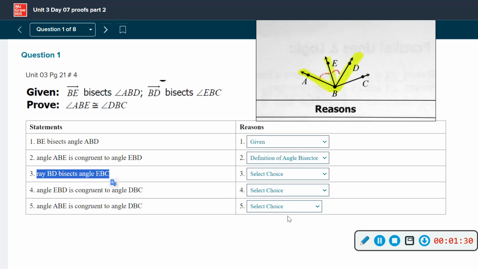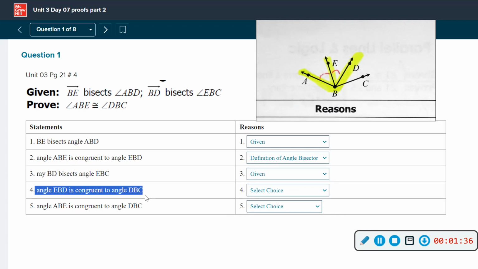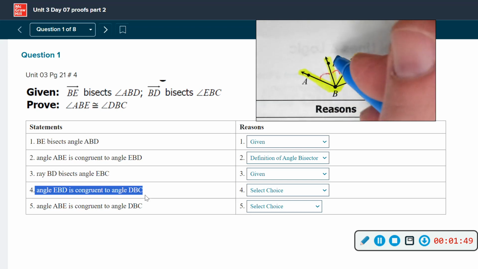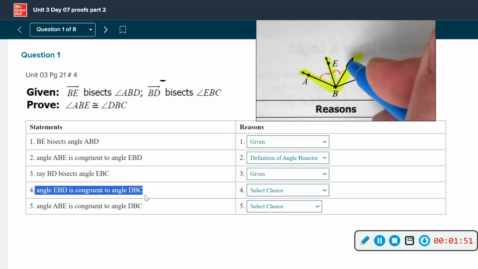Okay, then they say that ray BD bisects this other angle. Now, how did we know that? That was given to us. Now, that fed into this next idea. They said that angle EBD, so this angle right here, is equal to DBC. Now, we're saying that this angle is equal to this angle.